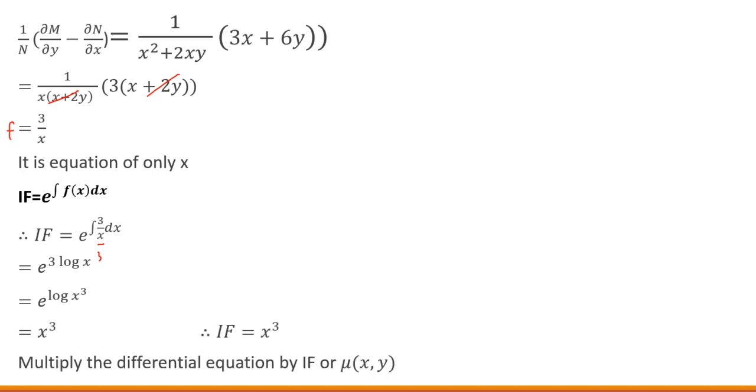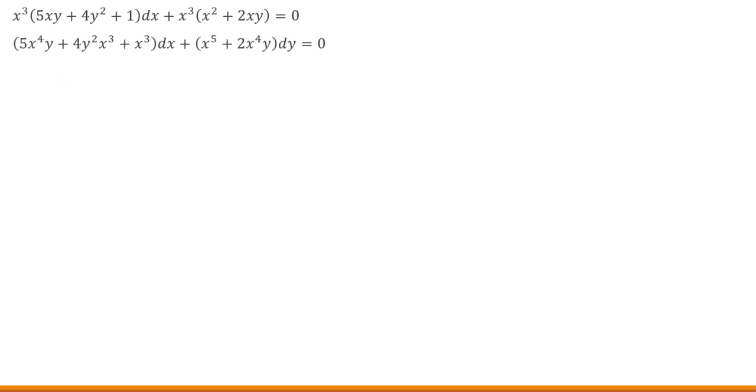Next we have to multiply the integrating factor, that is mu equals x cubed, to the given equation, the equation which we were given initially. So we just multiply it by x cubed and open up the brackets. Now we check again for exactness, that is we take del M by del y and del N by del x. Now it is clearly visible they both are equal, which means now the equation is exact.